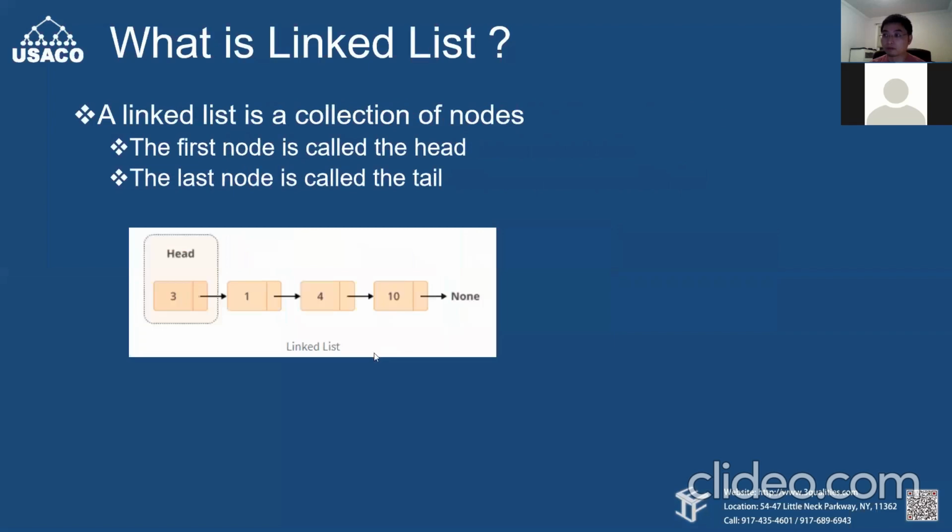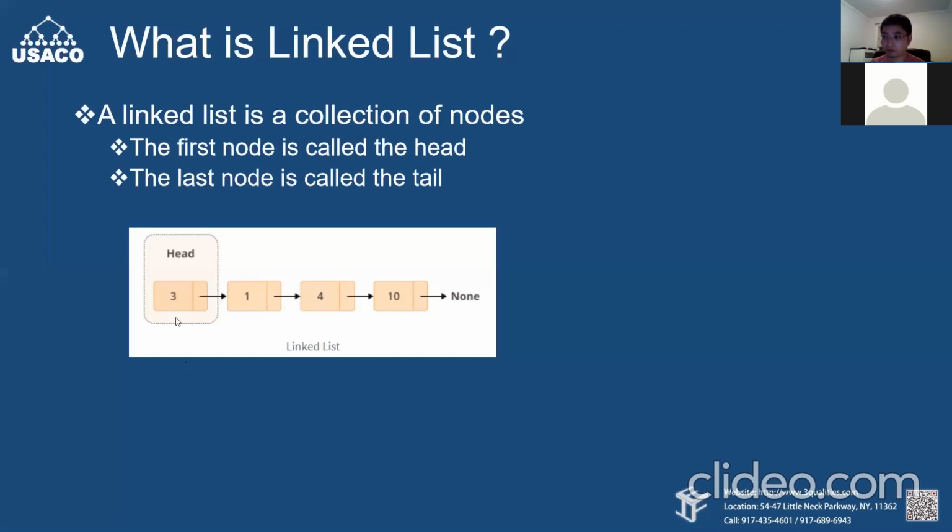Okay, so let's take a look at this again. A linked list is a collection of nodes. A linked list can have multiple nodes, as many as you want, right? The first node is called the head of the list. The last node is called the tail of the list.